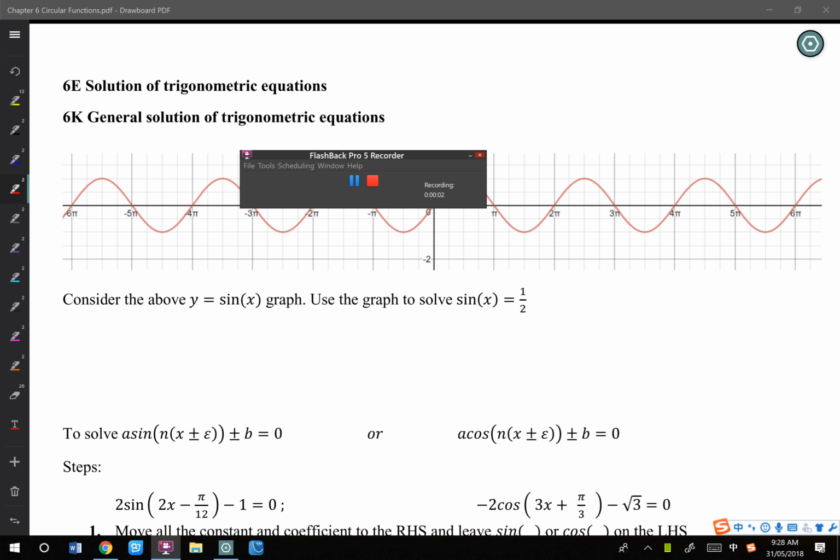Sketch the sine and cosine graph. So today I'm going to talk about how to solve for sine and cosine functions.